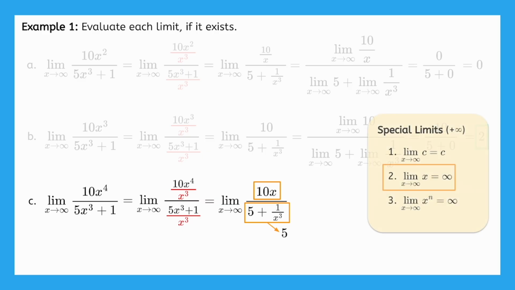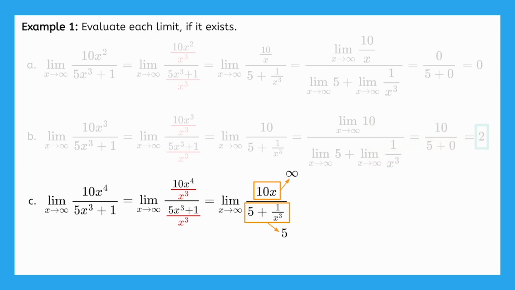As x goes to positive infinity, 10x will also go to positive infinity. So if our numerator goes to positive infinity and the denominator goes to 5, where does the entire quotient go? Dividing by positive 5 doesn't affect this end behavior, so it still goes to positive infinity.